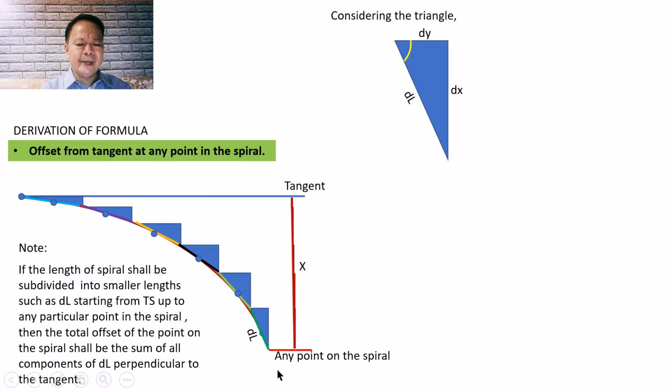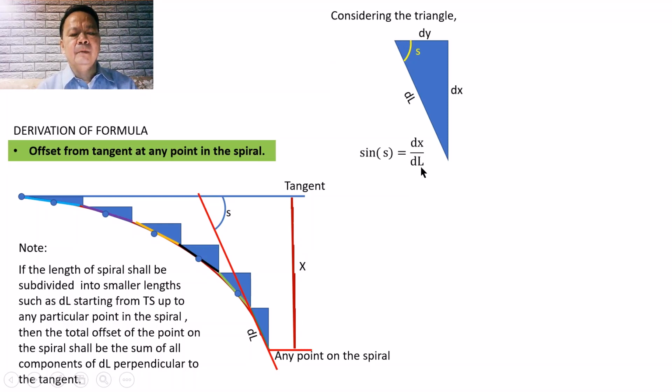So if we will be extending this DL up to that point, we now have a tangent distance. And this angle, by definition, is called the spiral angle at any point, and that is called S. Because you have here a right triangle having S as the angle, you have the opposite and the hypotenuse. Therefore, you can come up with the function of the right triangle, so that sine of S will be equal to dx over dl.